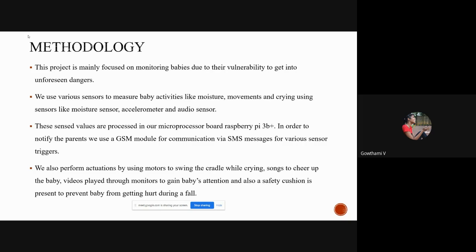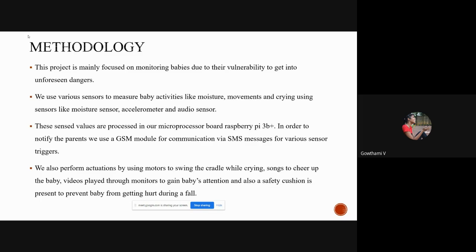Baby's cry sound will be saved prior while programming. Audio sensor will be detecting the sound around it. Whenever the surrounding sound frequency matches with the saved baby's cry sound, cradle starts to swing and a song is played. If a baby cries for more than a stipulated time, an alert message will be sent to the parent and a video will be played instead of a song to distract the baby.